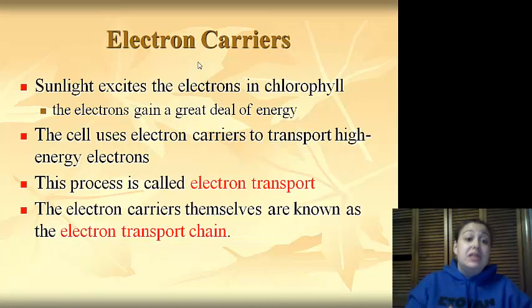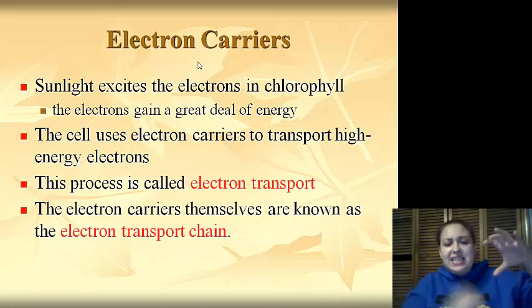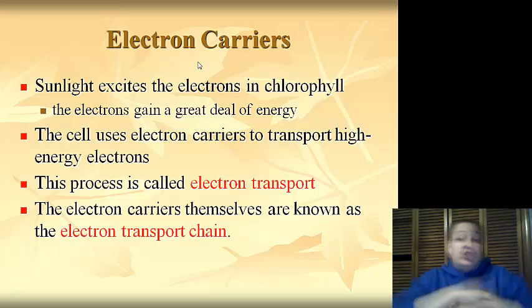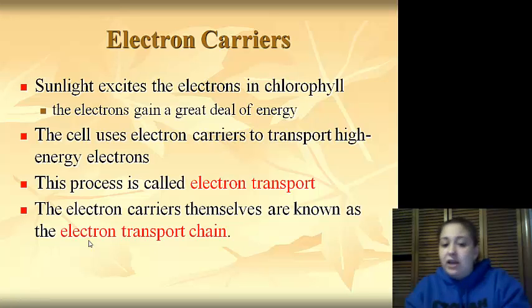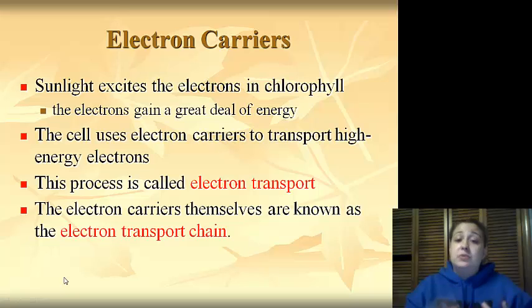Electron carriers. The sunlight comes in and excites these electrons in the chlorophyll, and they're just so excited. They gained a lot of energy, and they must do something. Well, they are passed from one electron carrier to the next, to the next, to the next, sort of like hot potato. This process of transporting it is known as the electron transport, and each carrier that catches the potato and tosses it on is part of the electron transport chain.